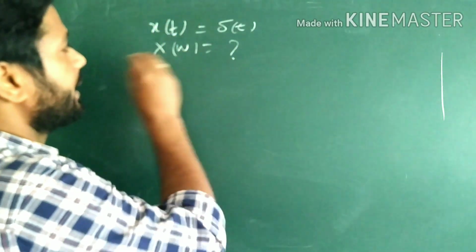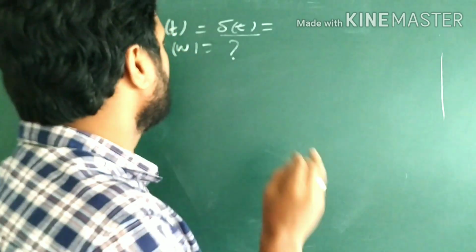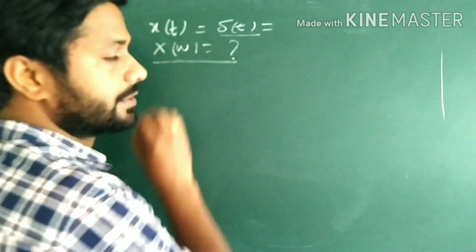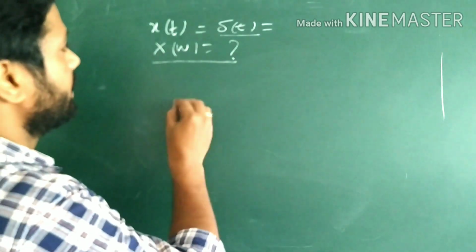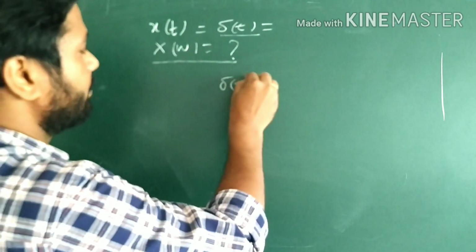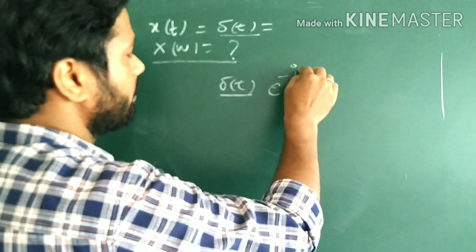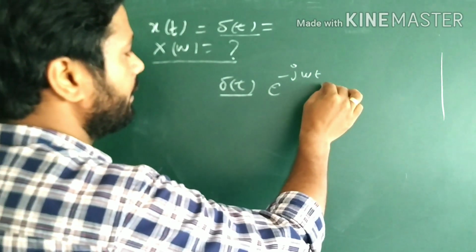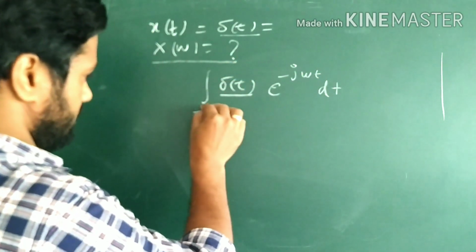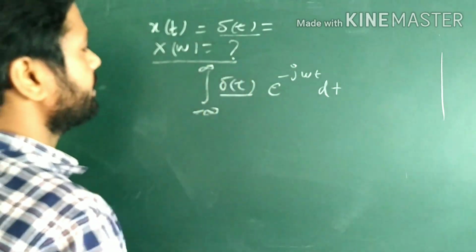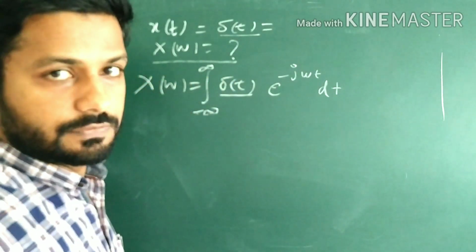Let a signal x(t) be delta(t). It is an impulse signal, and we have to find its Fourier transform. How can we find its Fourier transform? We know by definition that we have to multiply the signal x(t) with e to the power minus j omega t, and we have to integrate this signal delta(t) with limits minus infinity to infinity. Then we get its Fourier transform.